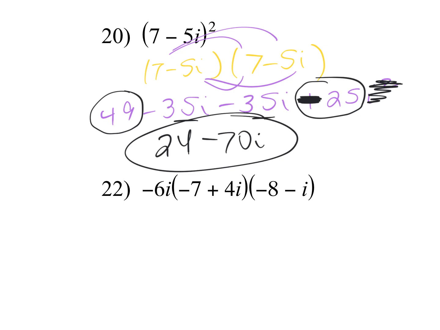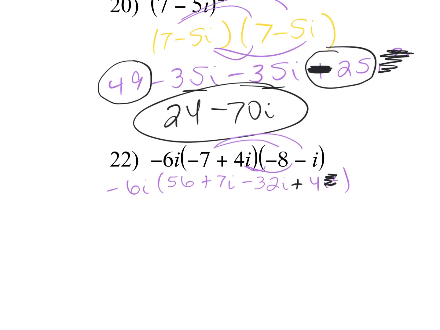Number 22, there's a lot going on. It's all multiplication. If you want to multiply that negative 6i into the first parenthesis and then FOIL, that's fine. If you want to FOIL first and then distribute, doesn't matter. I'm going to go ahead and FOIL first. I'm going to leave negative 6i out in front, and then I'm going to FOIL. So negative 7 times negative 8 is positive 56. Negative 7 and negative i is plus 7i. 4i and negative 8 gives me negative 32i. And then 4i and negative i gives me negative 4i squared. As soon as I see that, what do? Cross that off, change the sign.